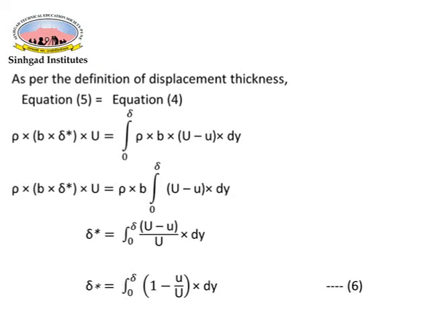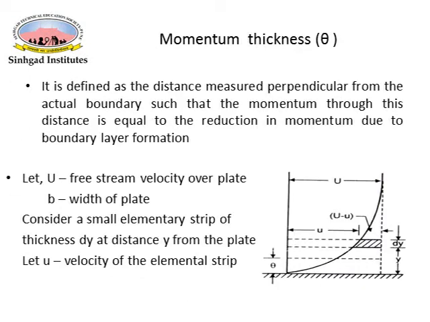Momentum thickness theta. It is defined as the distance measured perpendicular from the actual boundary such that the momentum through this distance equals the reduction in momentum due to the boundary layer formation. Therefore, let capital U equal the pristine velocity over the plate, small b equal the width of the plate. Consider a small elemental strip of thickness dy at a distance y from the plate. Let small u equal the velocity of the elemental strip.